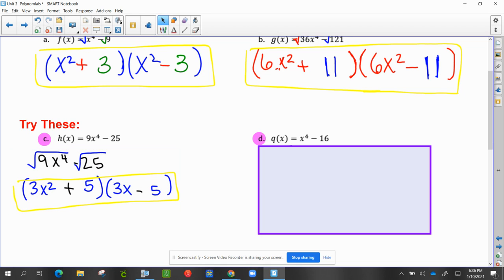Okay, here's what I got. Square root of 9x to the fourth would be 3x squared. So 3x squared plus, that should say 3x squared minus. Square root of 25 is 5, so plus 5 minus 5. Right, one last one. Try D. X to the fourth minus 16.